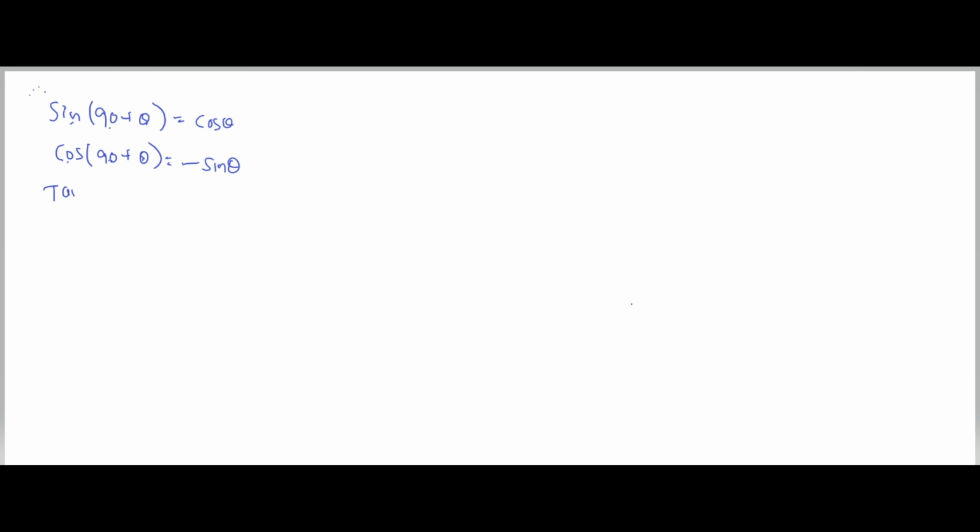Tan of 90 plus theta. 90 plus theta lies in the second quadrant. In the second quadrant tan theta is negative, that is minus. Here is 90, so tan changes to cot.